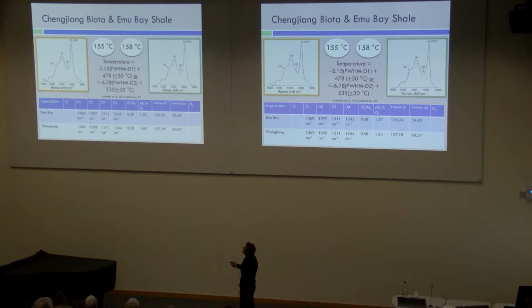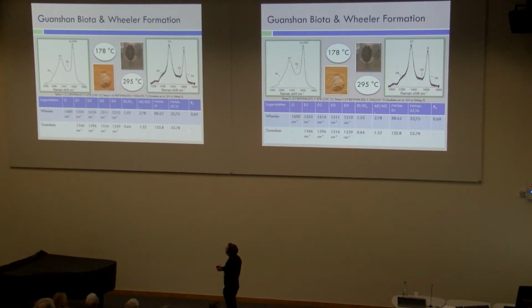Okay, Chengjiang, Emu Bay, heated to around 150 degrees. You'll see this is a D2 peak. The D1 peak's very broad, lots of shoulders from disorder, very amorphous. If anything, advanced diagenesis, really. We're going to move through these pretty quickly, actually, if the button works. There we go. Guanshan Biota is also advanced diagenesis, really a little bit warmer. It's a big jump then to the Wheeler Shale.